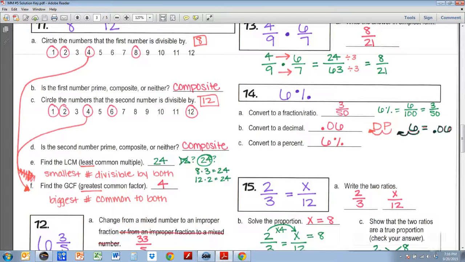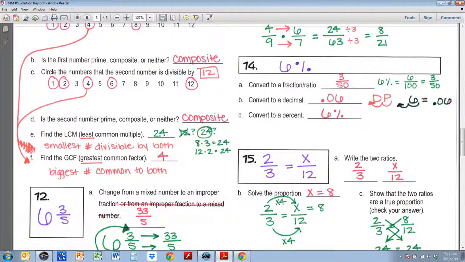Number 14, 6%. So we want to convert that to a fraction or ratio. Well, remember, if you ever have a percent, you just put it over 100. So just put the 6 over 100, and then you can simplify. And if you divide those numbers by 2, you get 3/50. Then convert it to a decimal. Remember, that's super easy. We just add the decimal to the end of the 6, and then move it back twice. And that gives you 0.06. And then convert to percent. Well, it's already in percent form, so you just rewrite it.